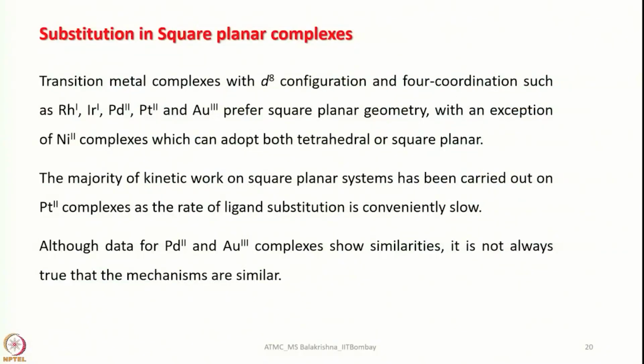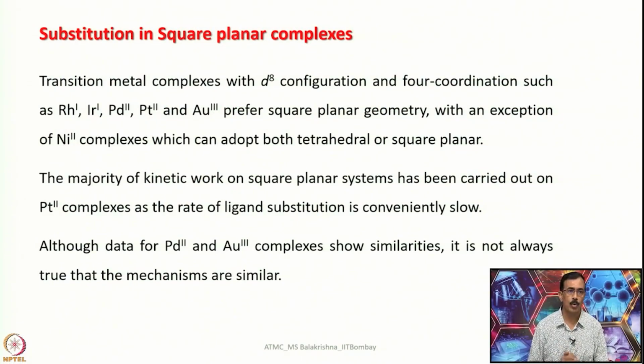So, transition metal complexes having d8 electronic configuration, and we can consider rhodium, iridium, palladium and platinum in +2 state, rhodium and iridium in +1 state, and also gold in +3 state. They all prefer square planar geometry with an exception of nickel 2 complexes. They have a tendency to adopt both tetrahedral and square planar geometries, even sometimes with strong field ligands.